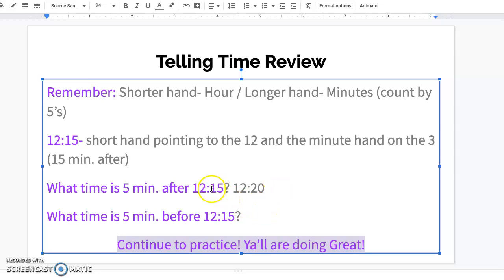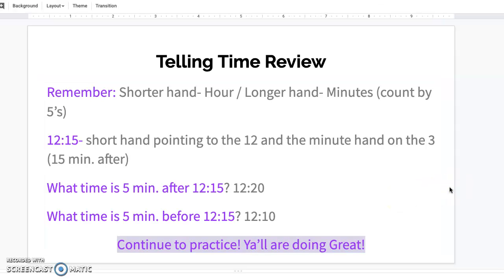All right, now go back to 12:15. What time is 5 minutes before 12:15? So we're counting by fives. 5, 10, 15. So what did we say right before we got to the 15? 10. So 5 minutes before 12:15, we go backwards, so it'll be 12:10. All right, just continue to practice. Oh, we're doing awesome.